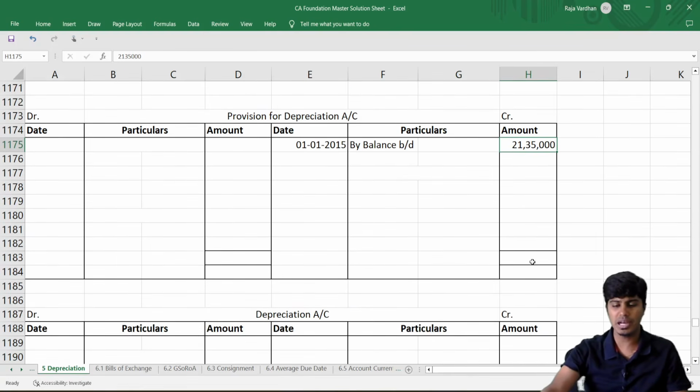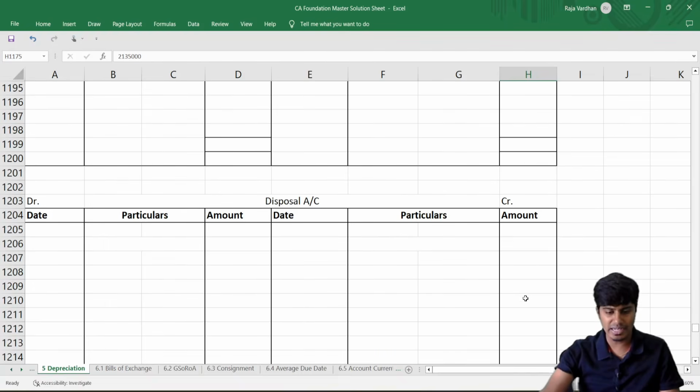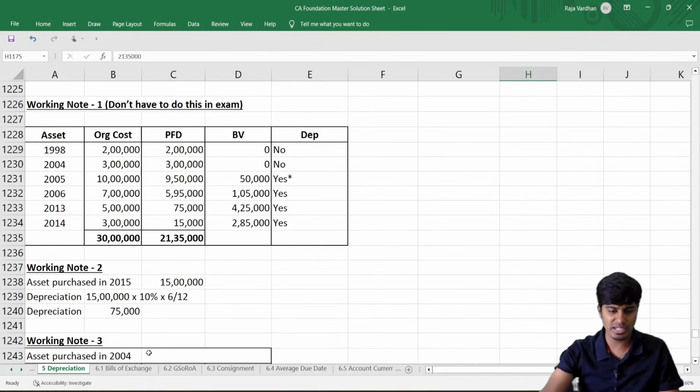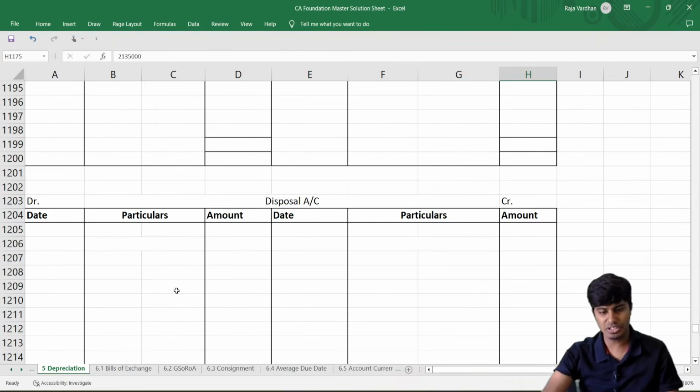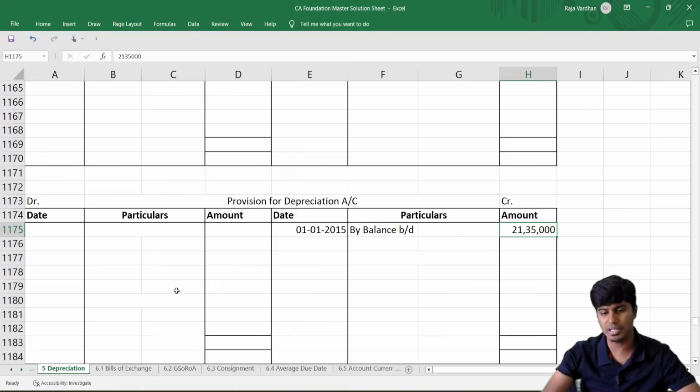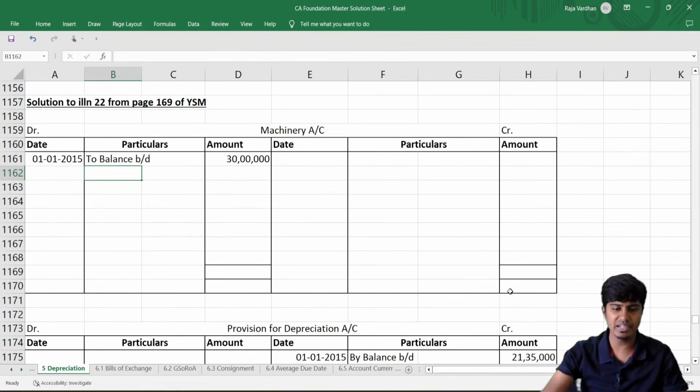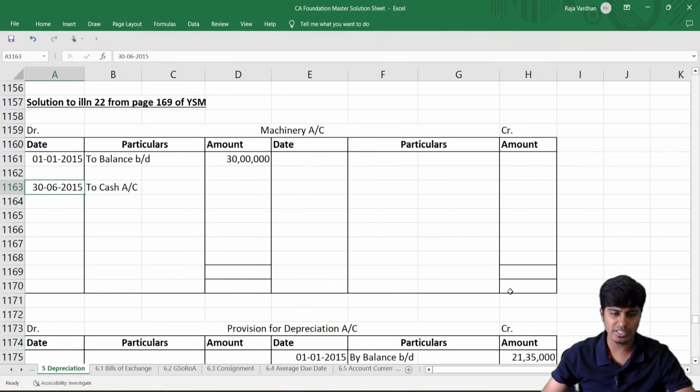As we're done with the opening balance, now I can easily write the purchase of the asset entry. What is the entry for purchase of the asset? Machinery account debit to cash. Machinery will be increasing, so machinery will be debited. Cash is the asset decreasing, so I will credit it. So I'll write here to cash account. This is in the middle of the year, on the asset purchase.